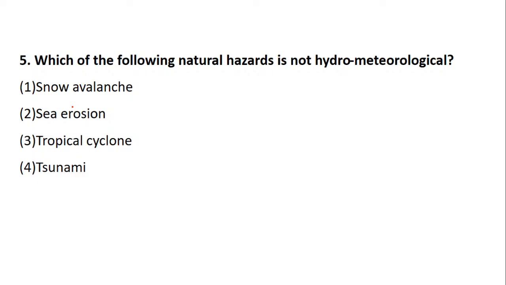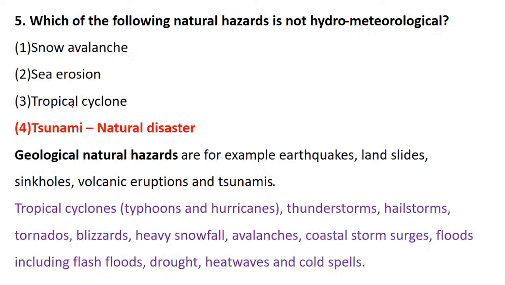Yes, question number 5. Which of the following natural hazards is not under hydrometeorological? Yes, Pankaj, coming to it, just give me 1 minute. Now this is done in the class also, in theory class also. So first of all, let's understand the right answer. When we talk about hydrometeorological, the right answer is tsunami. Basically it comes under natural disaster.